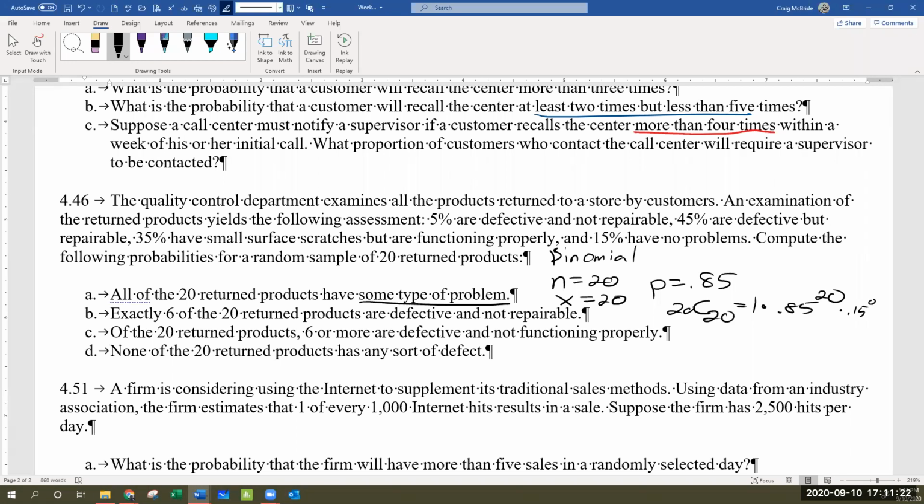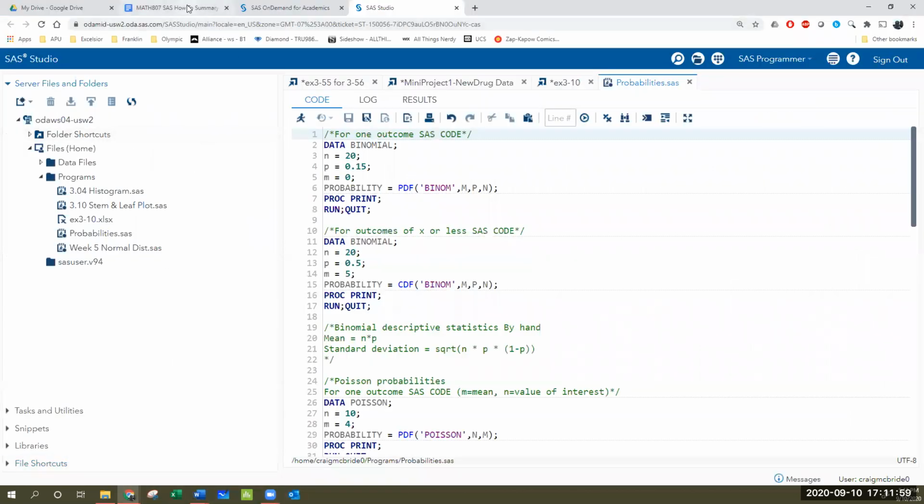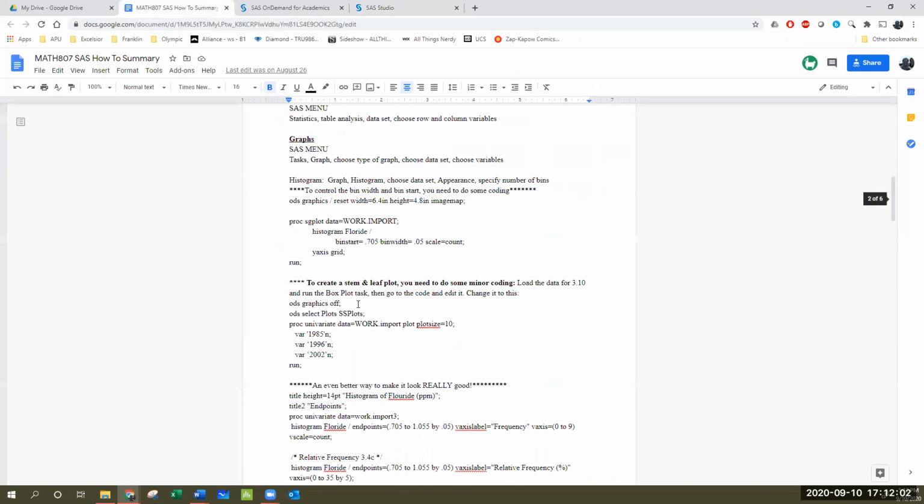And as Cheryl wrote, you can do it very easily with the formula, right? The PDF formula with the binomial. I'm not going to write the whole thing out, you know it: binomial, and then it's going to be n, comma, 0.85, comma, 20. And if you run that in SAS, it'll give you the right answer. So this is one of the few homework questions where you're going to want to use some sort of technology. You can do it in SAS with the formulas that I provided with you guys. They're all in the how-to summary right down here.